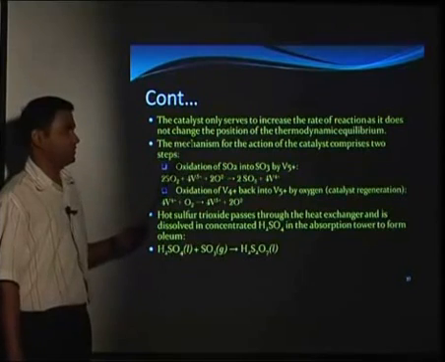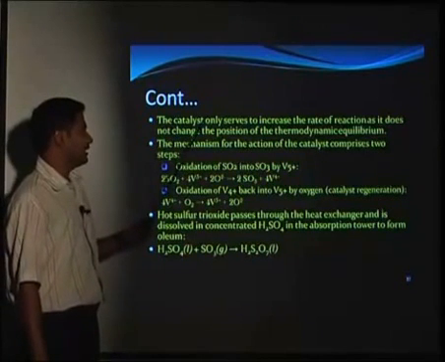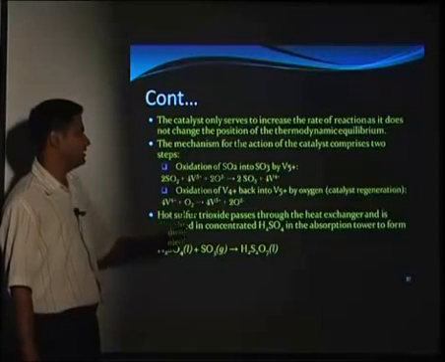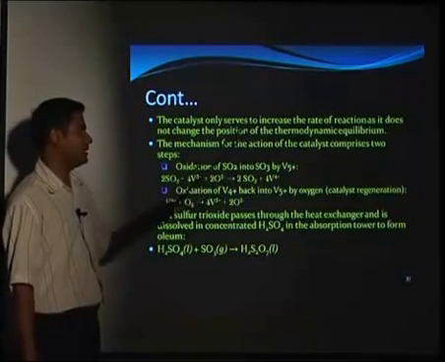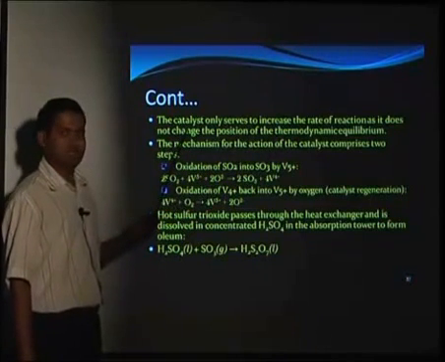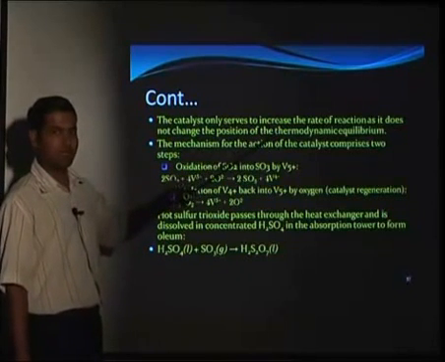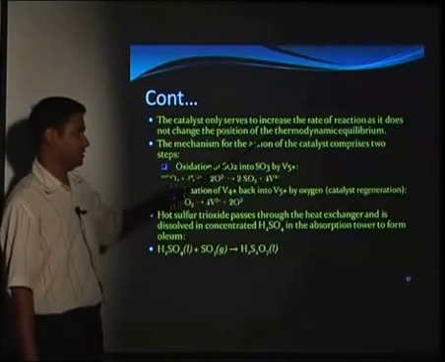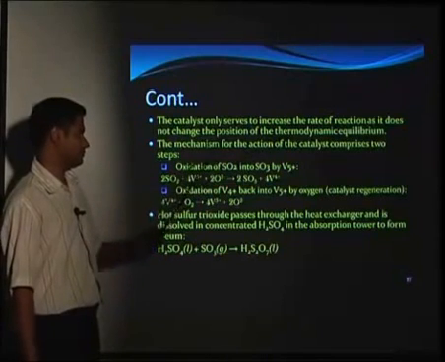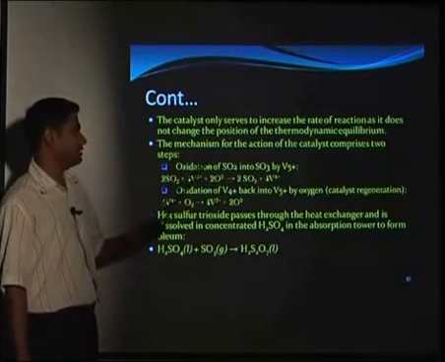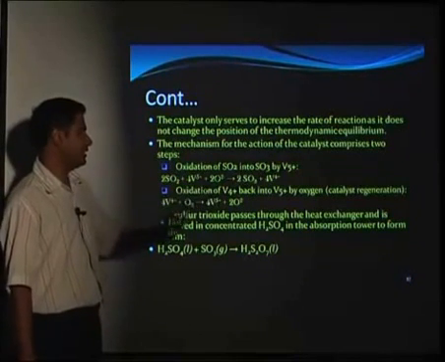So here we are using the catalytic converter. The catalyst only serves to increase the rate of reaction and does not change the composition of the thermodynamic equilibrium. So the catalyst is used only to increase the rate of reaction. It will not take part in the reaction, and it will not disturb the thermodynamic equilibrium. Here we are using vanadium pentoxide. So we will see roughly the mechanism for the action of the catalyst.